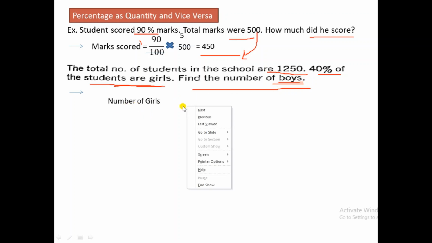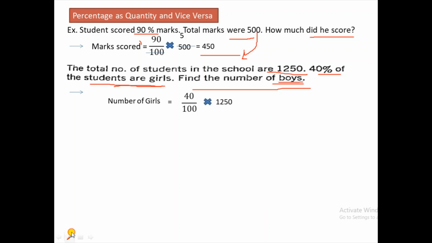Number of girls we can calculate simply. 40% of girls are given, so 40 by 100 out of 1250. So the 00s will be cancelled, and 125 divided by 10 is going to be 12.5, multiplied by 40 is going to be 500. So these are the number of girls, and we want to calculate the number of boys because they have asked to find the number of boys.